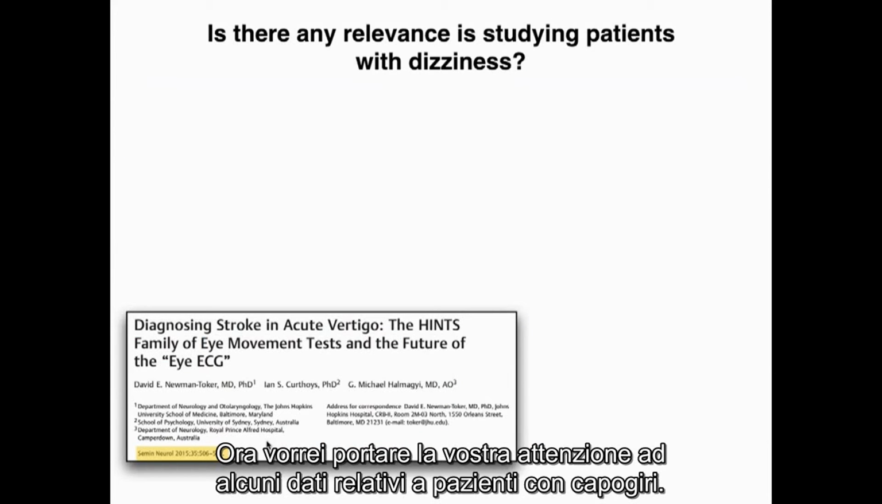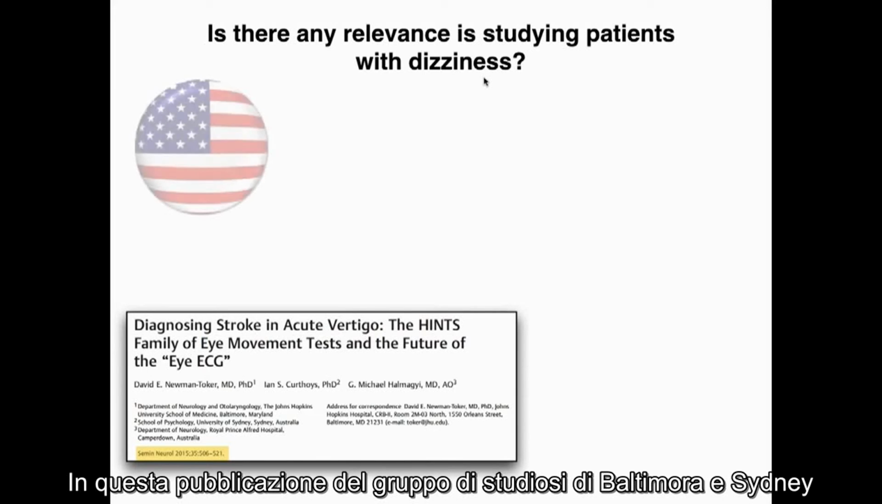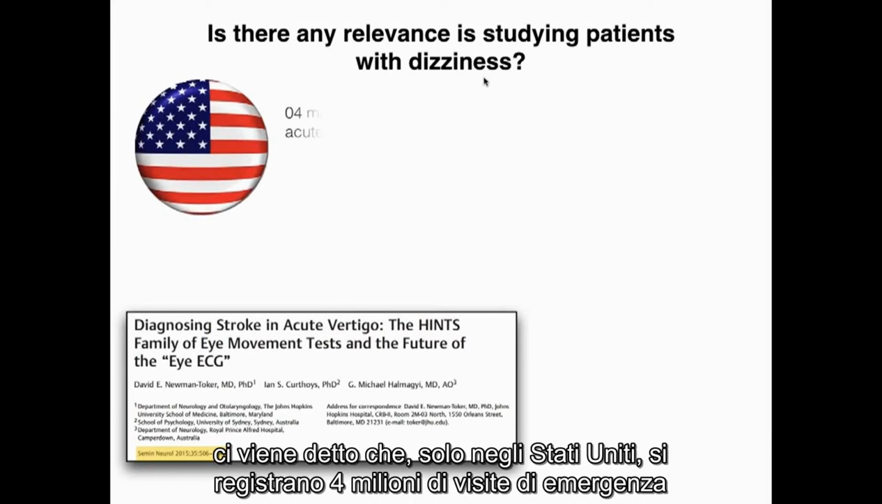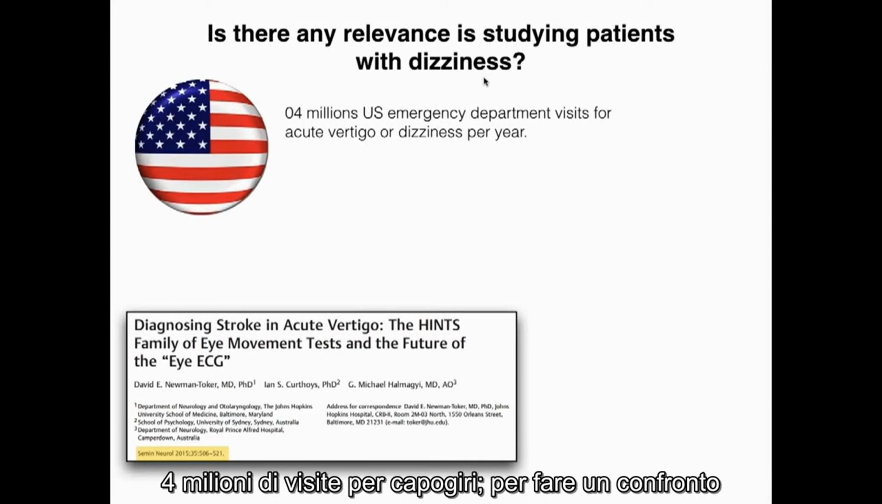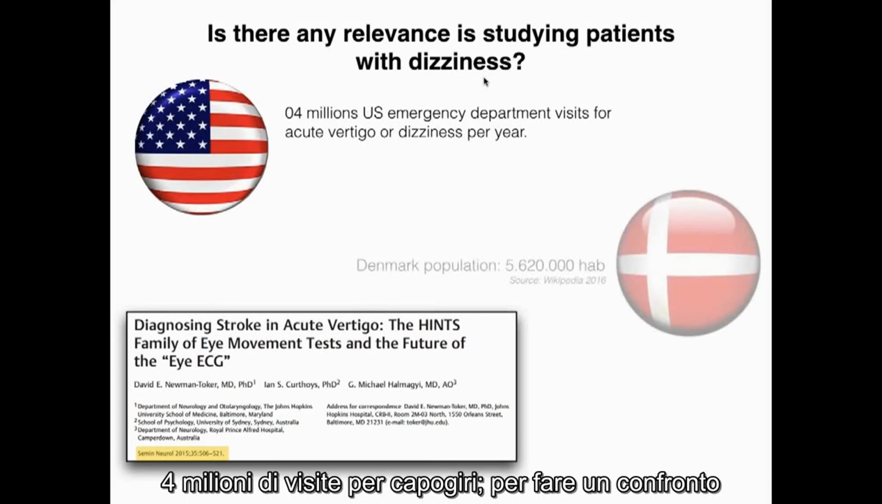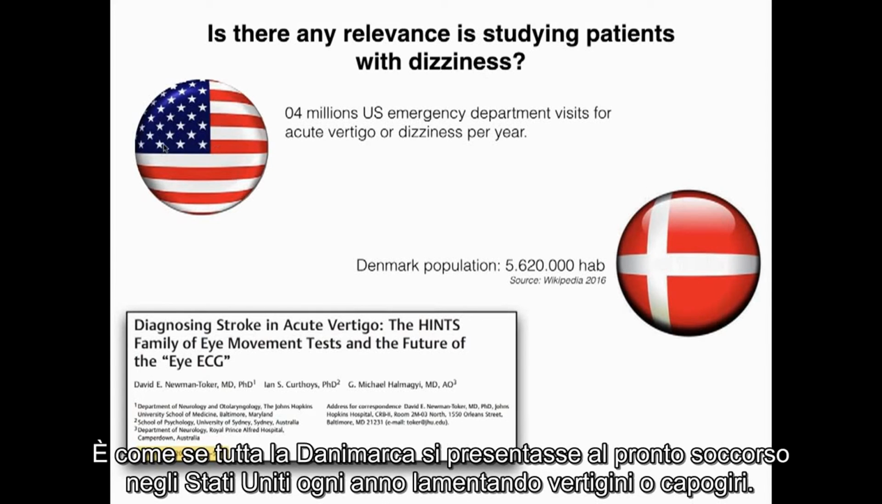I'd like to bring your attention to some data about dizzy patients. In this paper from the Baltimore and Sydney group, they show that in the United States alone, there are 4 million emergency department visits for acute vertigo or dizziness per year, which is huge. For comparison, Denmark's population is a little more than 5.5 million people. So it's like Denmark goes to the United States emergency department complaining about vertigo or dizziness every year.